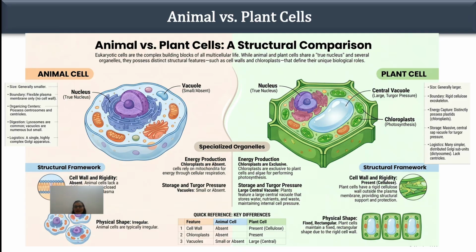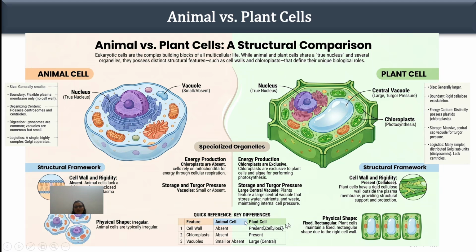Structurally, when we talk about that, here the cell wall is absent. That's why an irregular shape is present in animal cells. While in the case of the plant cell, we already told that the cell wall is made up of what? Cellulose. So it maintains their fixed shape, and this fixed, rectangular type of cell is present in plants. Due to their cell wall structure, the cell wall provides the rigidity.